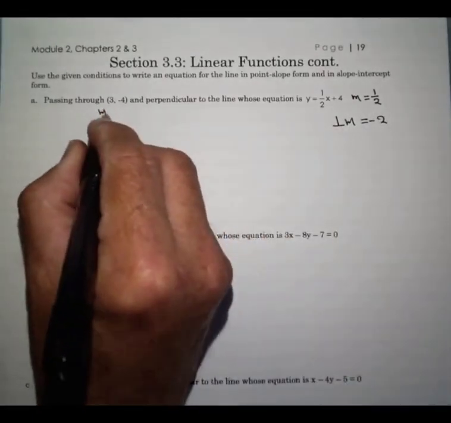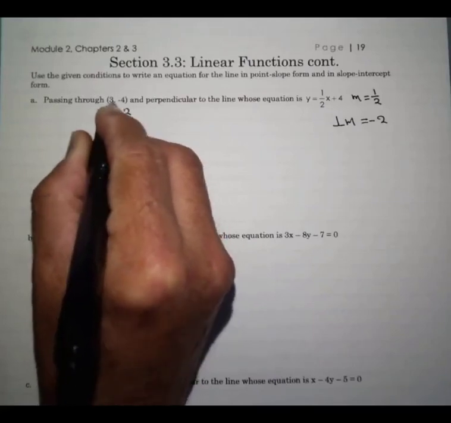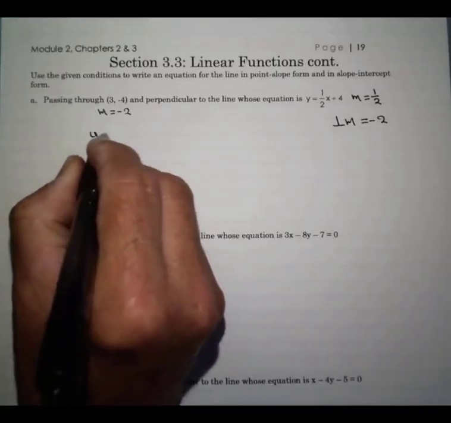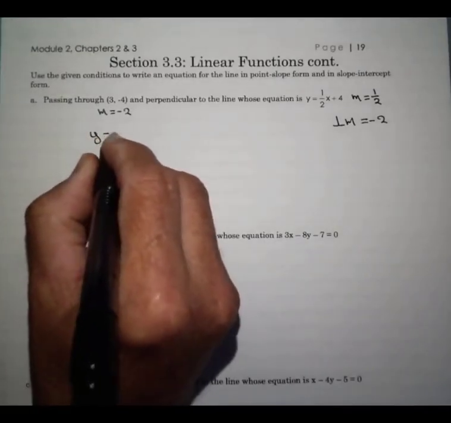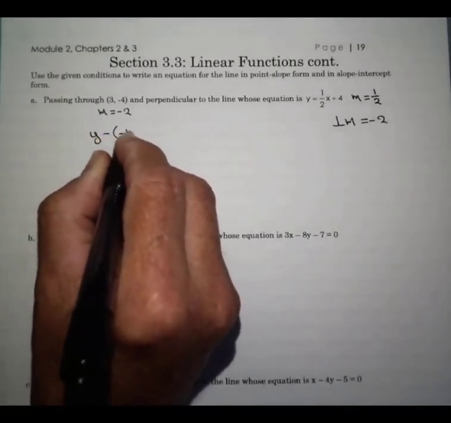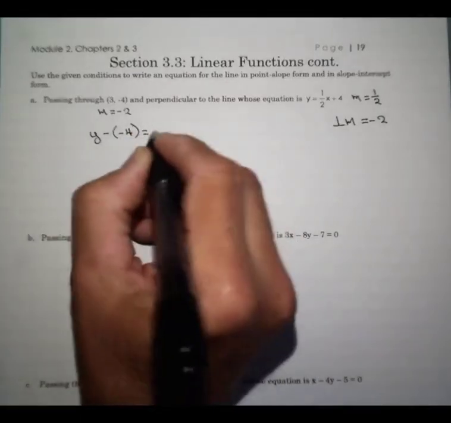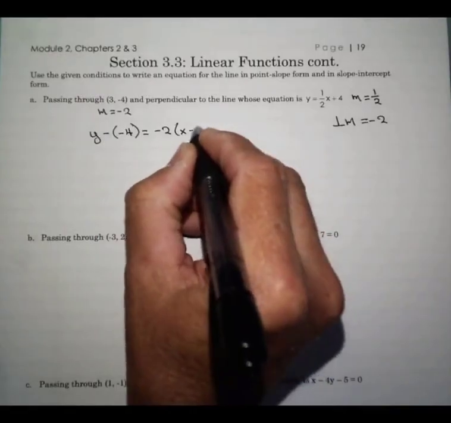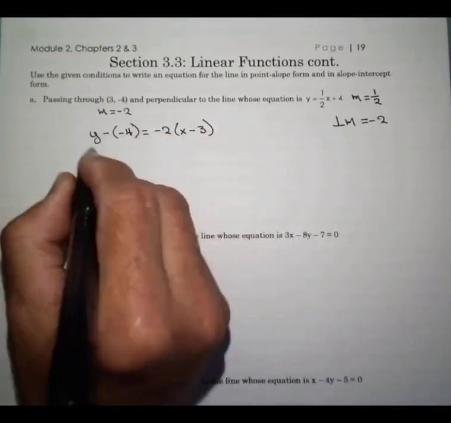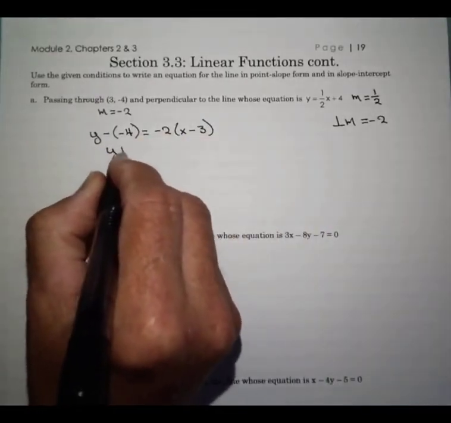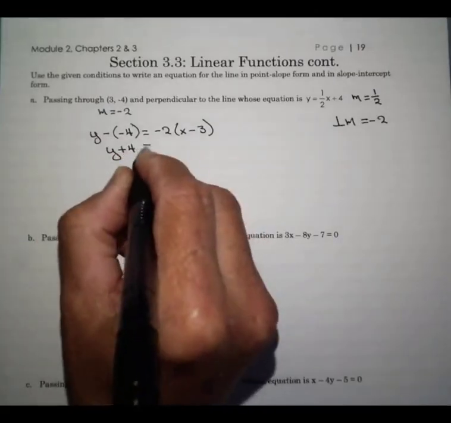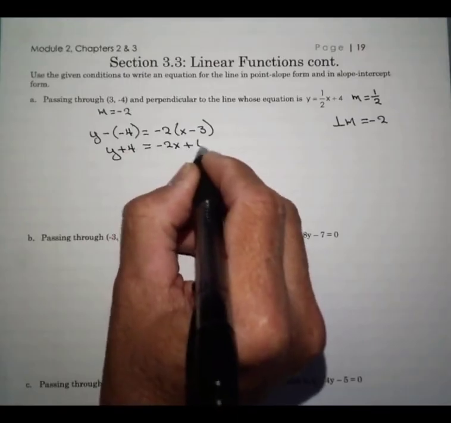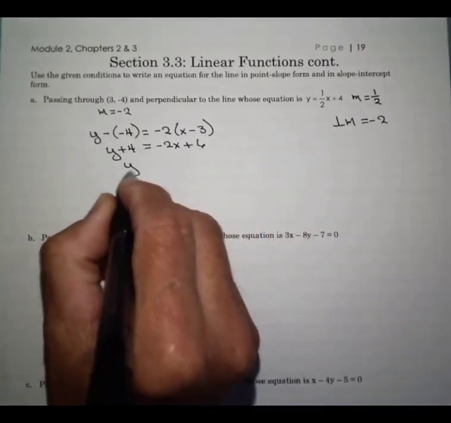So I've got a slope of negative 2 and the point 3, negative 4. All I have to do now is use this in my equation. I'll say y minus the negative 4, the y coordinate, equals negative 2 times x minus the 3, which is the x coordinate. And I'll clean up the math here. That turns into y plus 4. This is negative 2 times x, negative 2 times negative 3, and I'll subtract 4 from both sides.